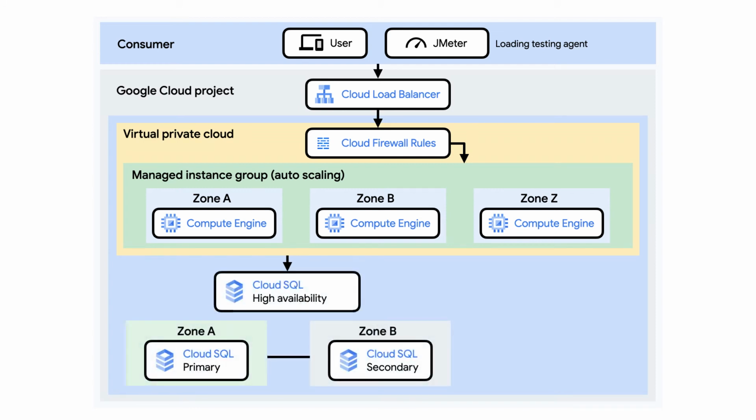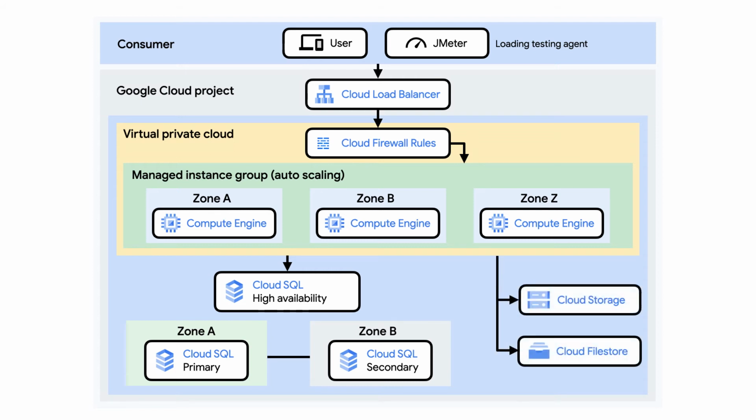XWiki, being a wiki site, of course, requires state. It needs to store relational data, which in this solution is configured across a highly available MySQL database in Cloud SQL. Other assets required by XWiki are stored across a fully managed NFS server in Cloud Filestore and a global managed object store, Cloud Storage.